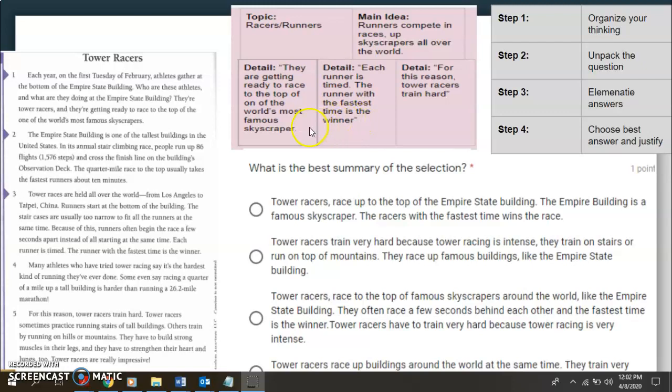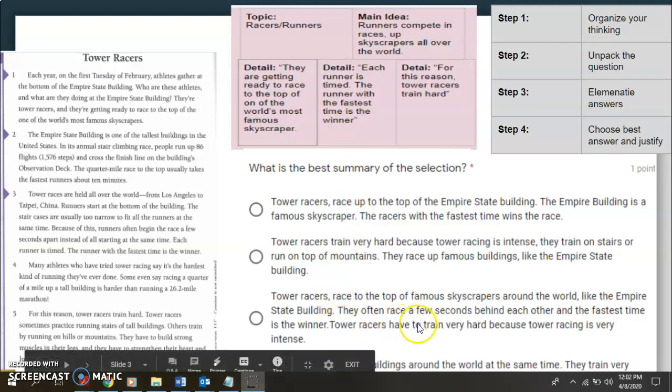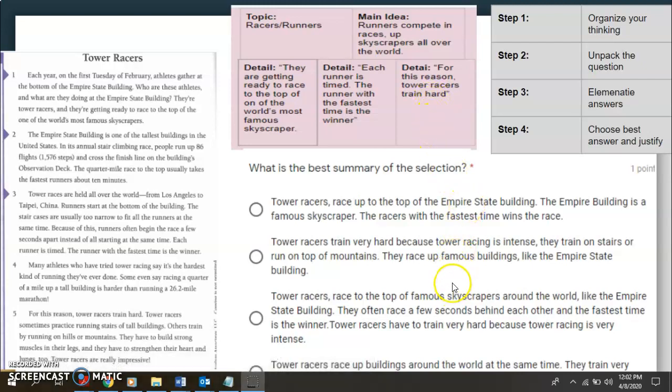So I already know that so far it's in order and has 2 correct details. And then it says tower racers have to train very hard because tower racing is very intense. And I also wrote right here that they need to train really hard. So C has the main idea. C is in logical order and it has 3 details that support my best answer. So I'm going to think about that, and maybe that could be my best answer.